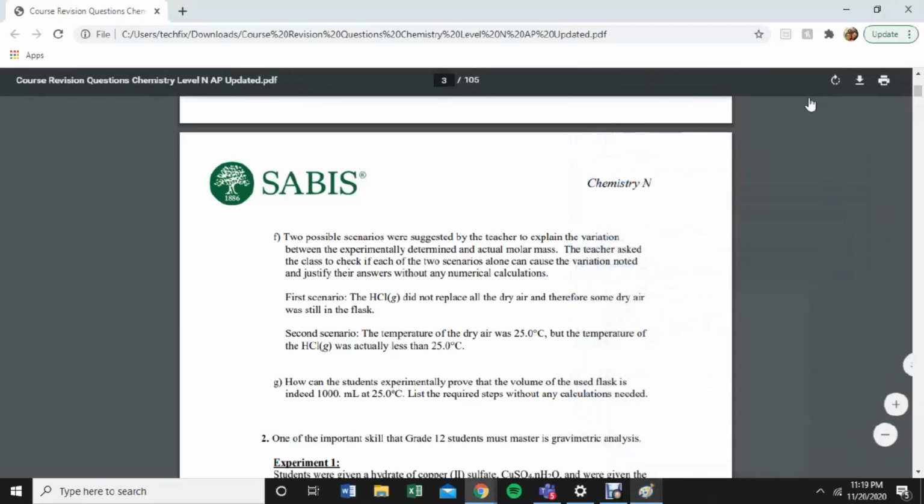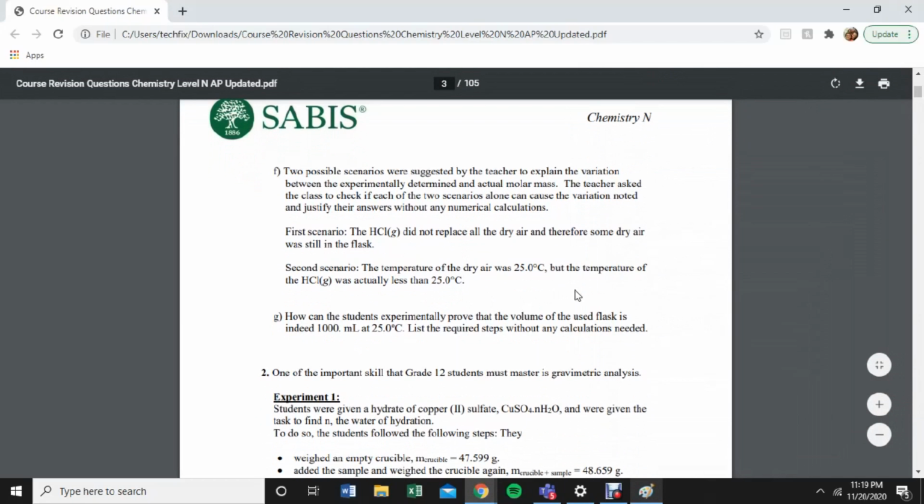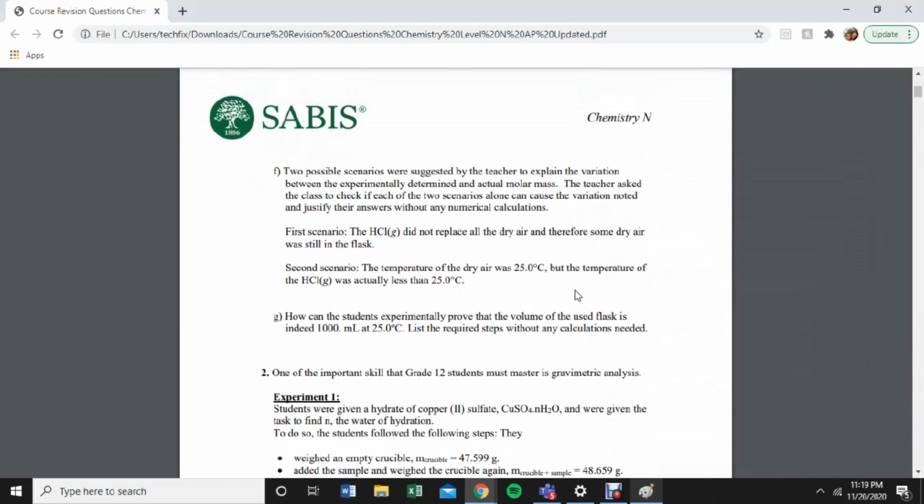Now, for part G, how can the students experimentally prove that the volume of the used flask is indeed 1000 milliliters at 25 degrees Celsius? Okay, there are two methods. I'll just say the easier method. You can use a 1000 milliliter graduated cylinder to measure 1000 milliliters of a liquid, transfer that liquid into the flask, and then check if the volume of the liquid that you added is equal to the volume of the flask itself. If it measures exactly, that means that is the volume of the flask.